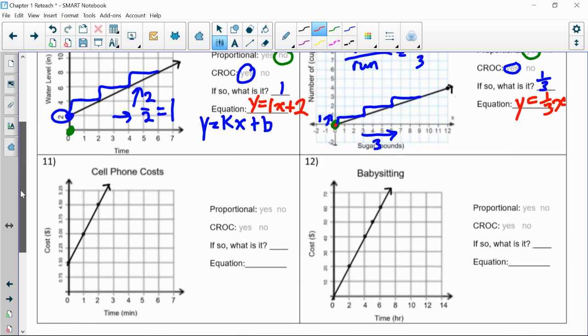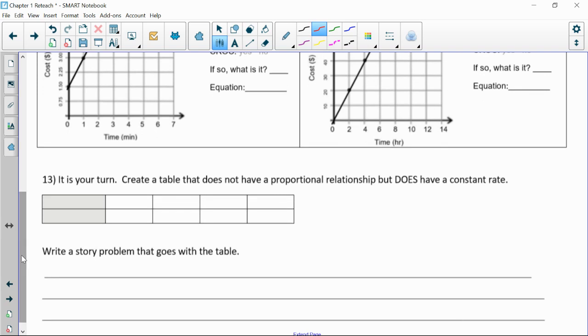Okay, so then you just need to finish this up. You have to create a table that does not have a proportional relationship, but does have a constant rate of change. So that means each time you're adding the same number. Okay, then write the story problem that goes with the table. If it's easier to write the story problem than the table, you can do that too.